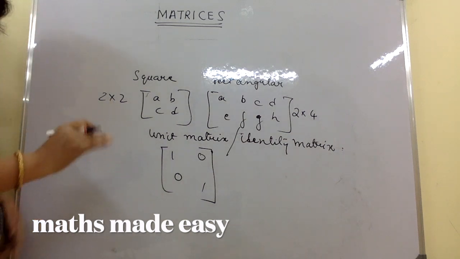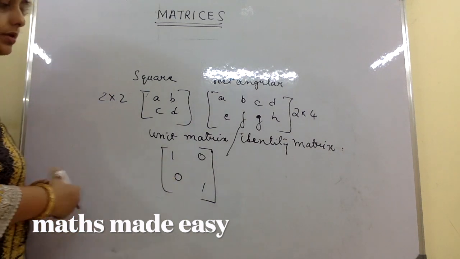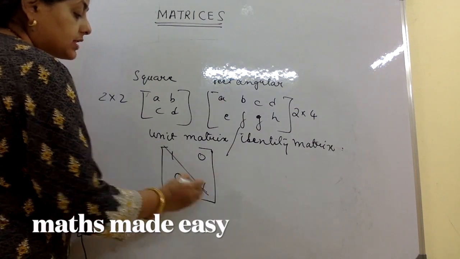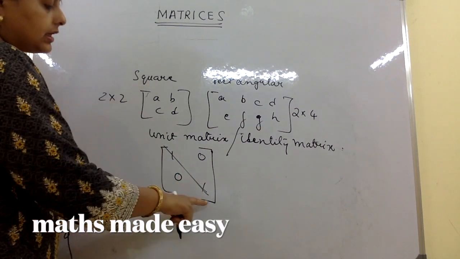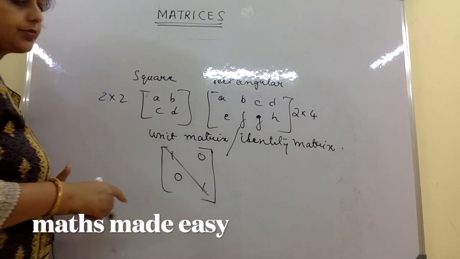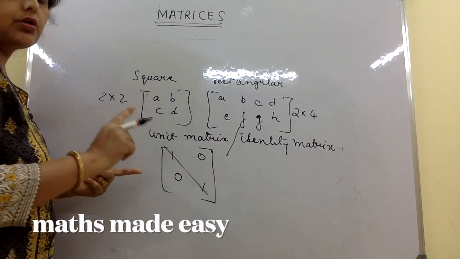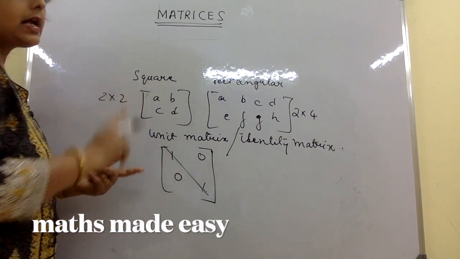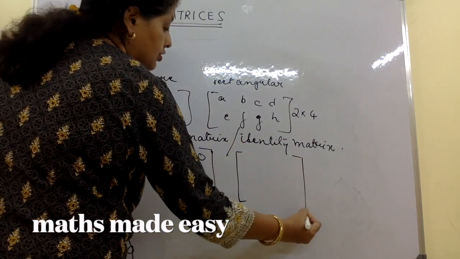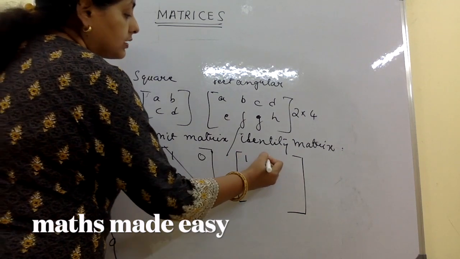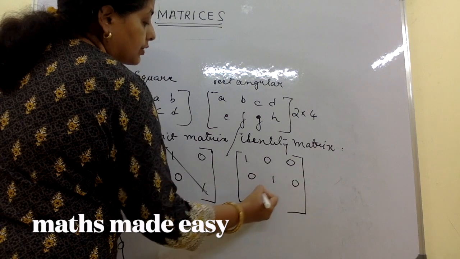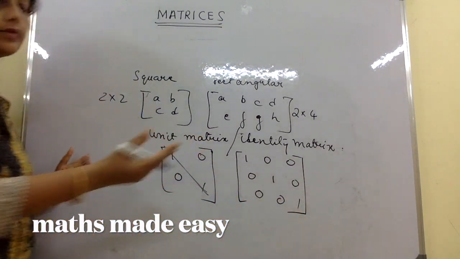Now a unit matrix has to be necessarily a square matrix, okay, the number of rows has to be equal to the number of columns, and this is called the principal diagonal, from the left top corner to the right bottom corner. All the elements on the diagonal have to be 1, and the rest of them have to be zeros, not can be, has to be zeros. 1 0, 0 1, and 1 0 0, 0 1 0, 0 0 1, okay.